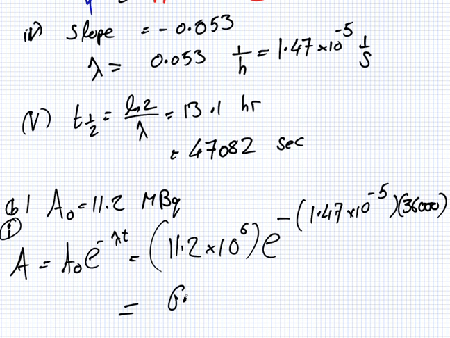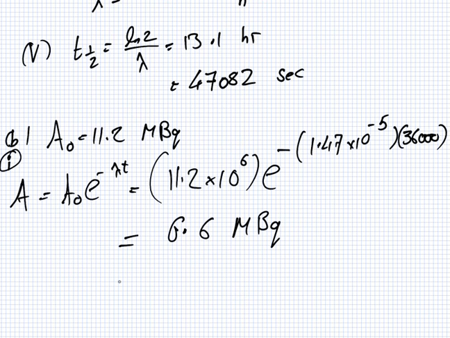Yeah, so here I got 6.6 megabecquerels. But that's not quite the answer because the patient only drank half of it, so there's only half in the patient's body, so we just simply divide this by 2. So in fact the answer is really 3.3 megabecquerels. So this is the activity if the patient only drinks half of it.